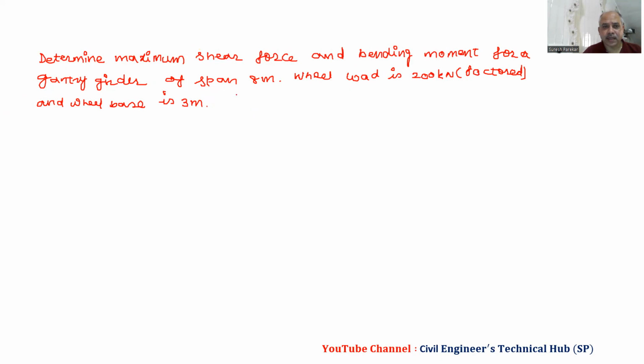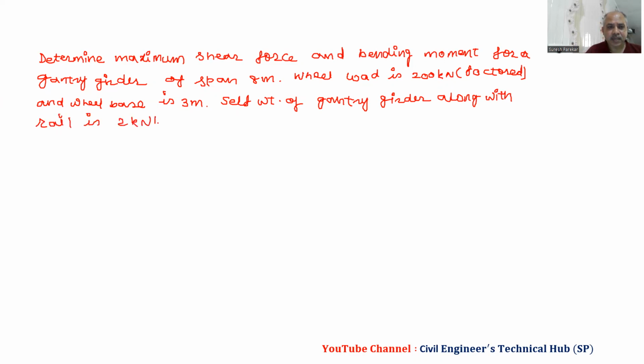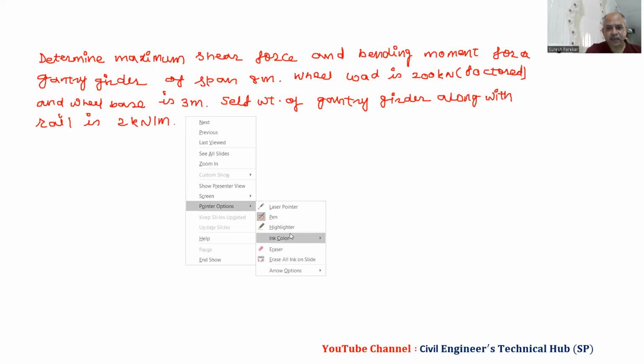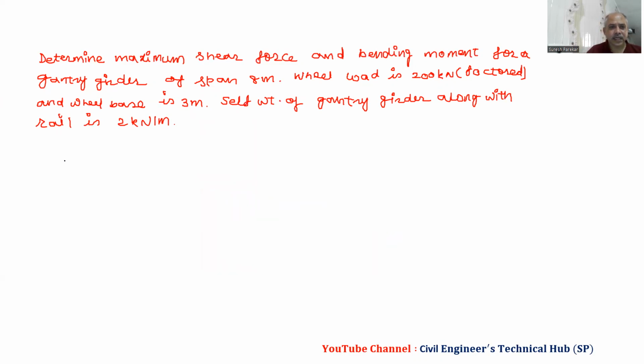Self weight of gantry girder along with rail is 2 kilonewton per meter. And we are interested to solve this problem. Now we will go with step 1, given data. So we have step 1, given data.